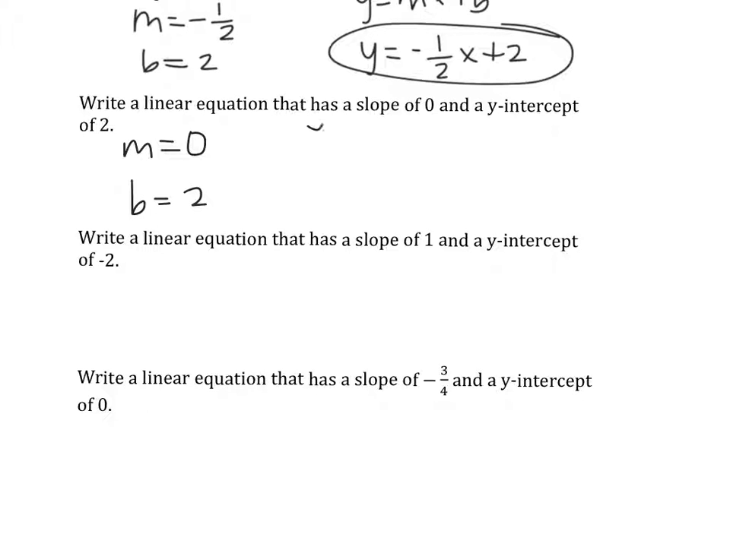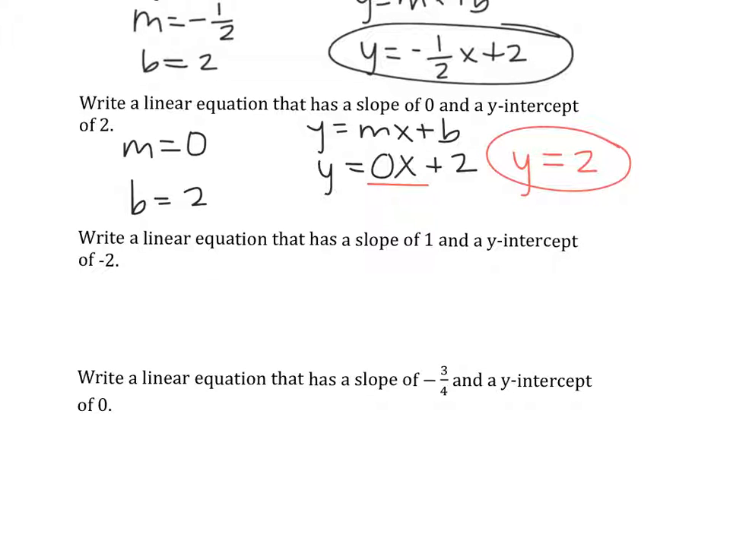So into y equals mx plus b, I have y equals 0x plus 2. But really, when I see 0 times anything, that just goes away. So I don't even need to write that. My final equation will just be y equals 2.